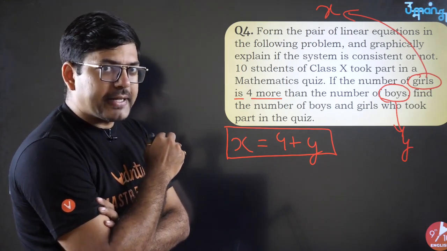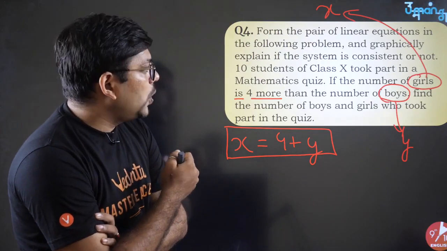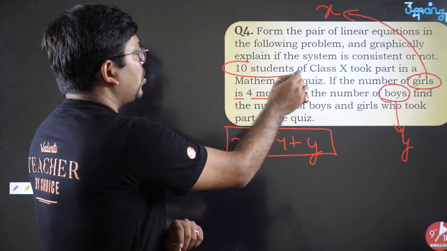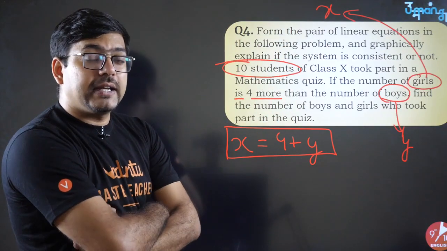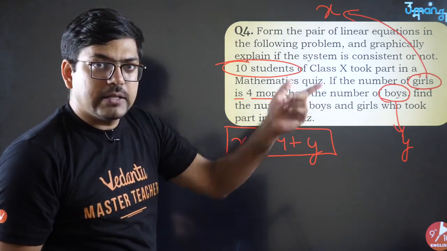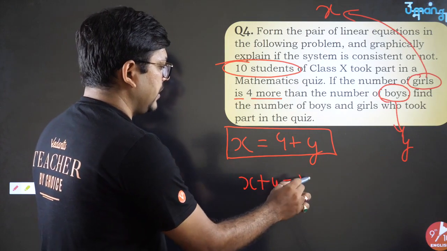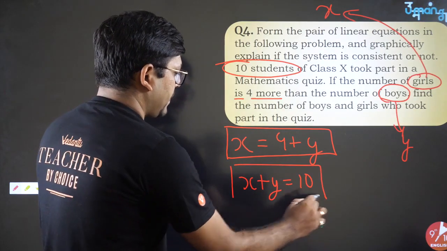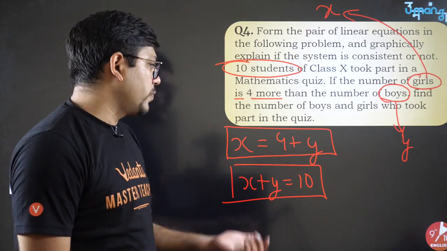We have not got the second equation, and we must get the second equation to get the answer. For the second equation we would concentrate here. 10 students of class 10th means in the class there are a total of 10 students. Total 10 students means what? Boys plus girls. So you have got boys plus girls equals 10. Fine. So we have got the equations.